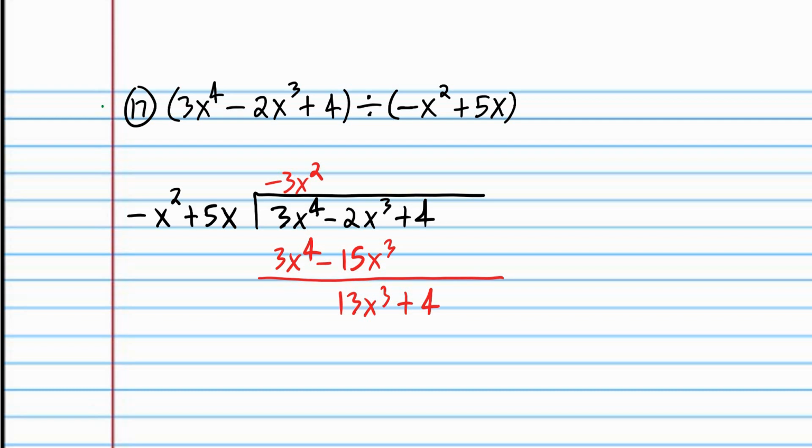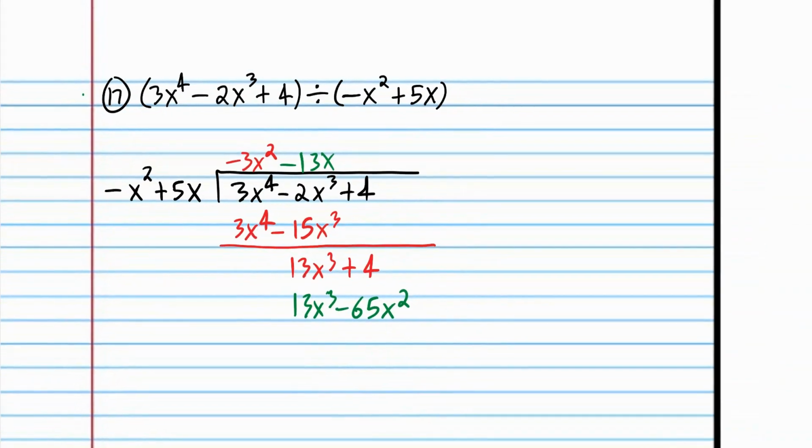Then we go on to cycle 2. Negative x squared times what is equal to 13x cubed? And the answer is negative 13x. Step 2, negative 13x times the divisor. Negative 13x times negative x squared is positive 13x cubed. We know we did it correctly because these numbers are the same. But remember, you have to use the distribution property when you're multiplying, so we have to multiply negative 13x by 5x, and we get negative 65x squared. Now here's where we have the alignment issues.